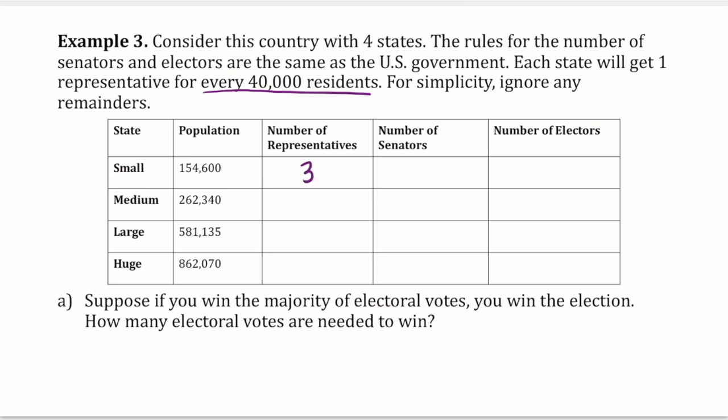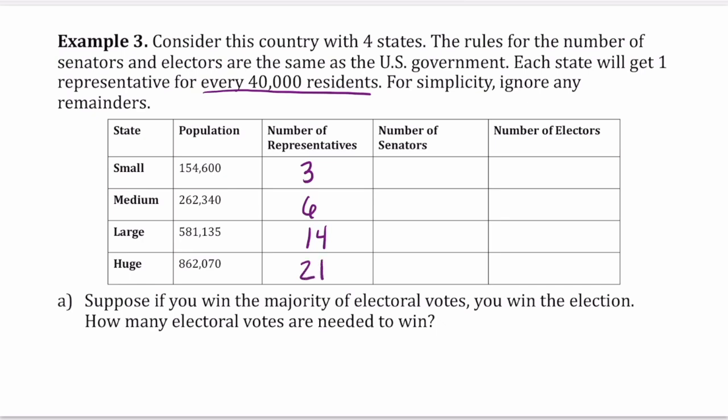For medium state, we will take the population and divide once again by 40,000. That gives us 6.5585. Once again, we are ignoring the remainders, leaving us with just the number 6. For large state, when we do our division, we'll get just over 14, so we will have 14 representatives. And for huge state, we'll get just over 21, so we'll have 21 representatives.